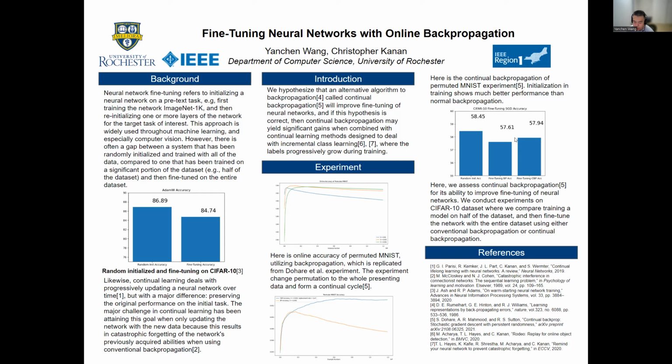In conclusion, continual backprop is an efficient tool to update the network and make the system robust. It has great potential to further improve fine-tuning of networks.